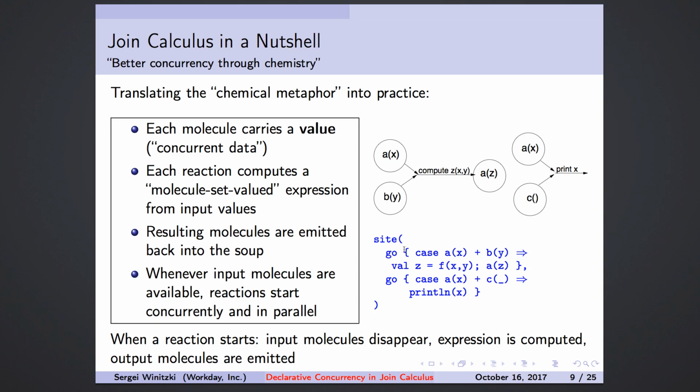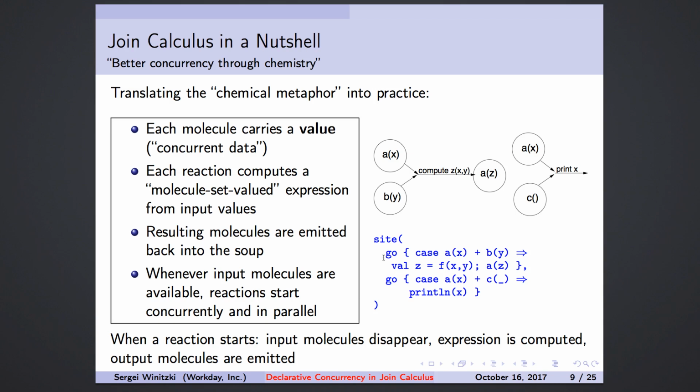So go is a macro that produces a reaction out of this partial function here. So site is a function that takes a variable number of reactions. Now, basically, this declares this virtual concurrency site on which the concurrent data will live, and the concurrent functions will be there available to start processing the data. Here I declare and activate this site at the same time.